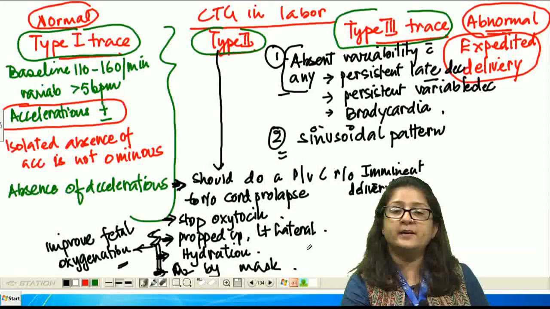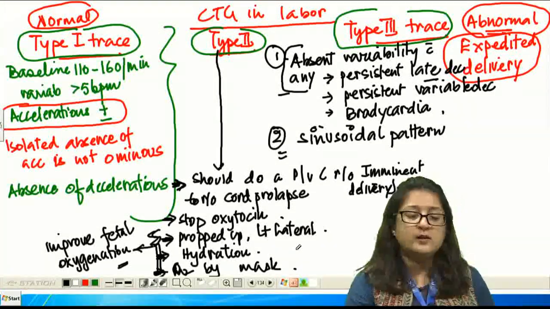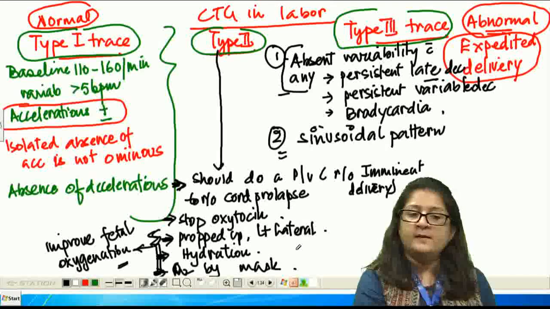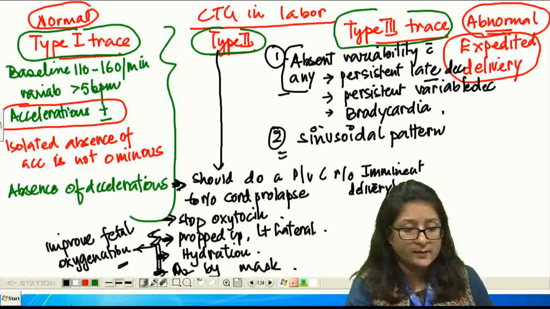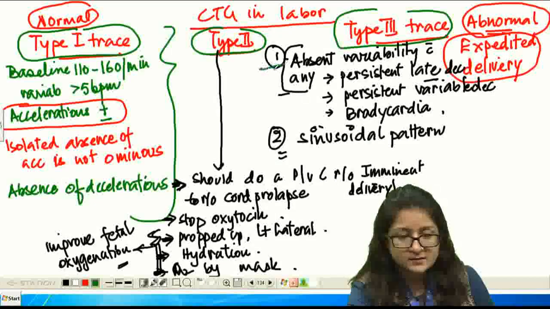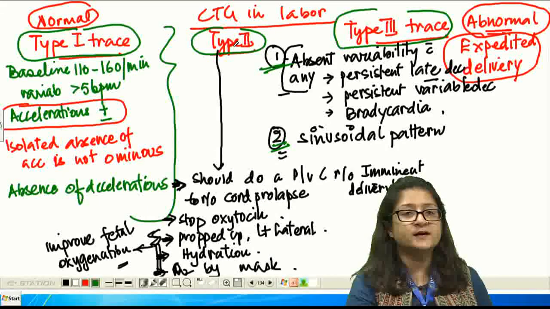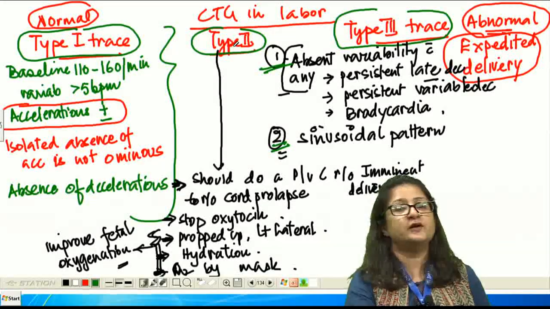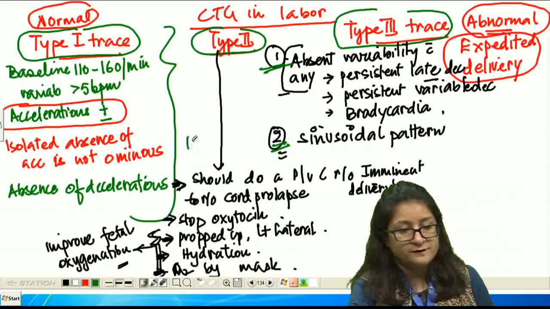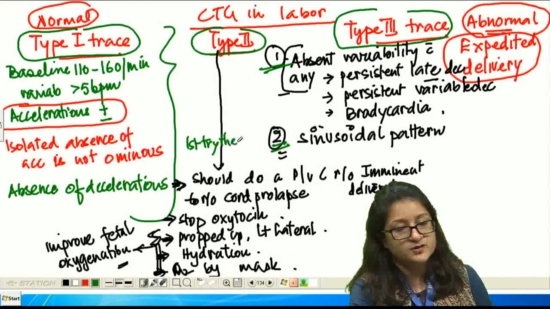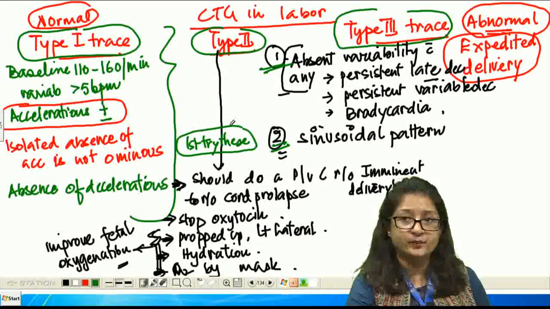So type 2 traces is a big list, okay. So we remember how to answer questions and how to go about it. We remember what is type 1, which is absolutely normal, and we remember what is type 3, which is absolutely abnormal, alright. And whatever is in between, it is type 2. And if it is type 2, we do not jump onto doing a cesarean section or an instrumentation immediately. We first try these methods to see if the fetal heart rate or the CTG tracing improves.